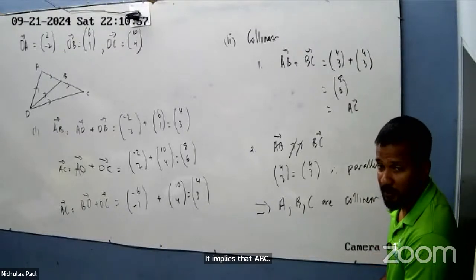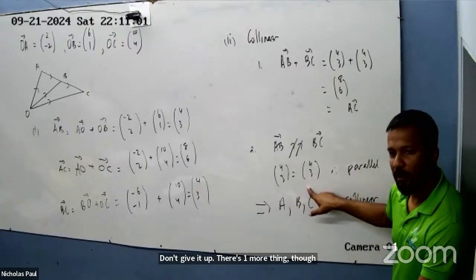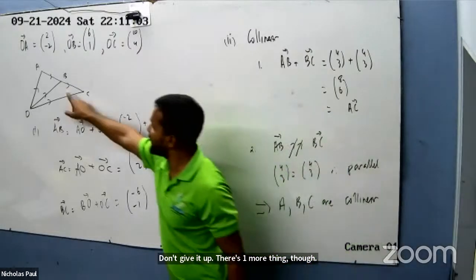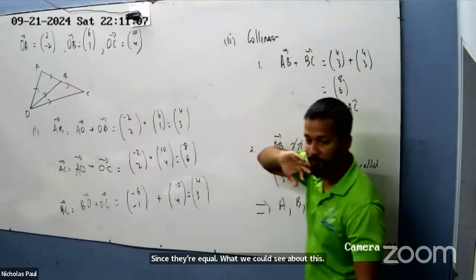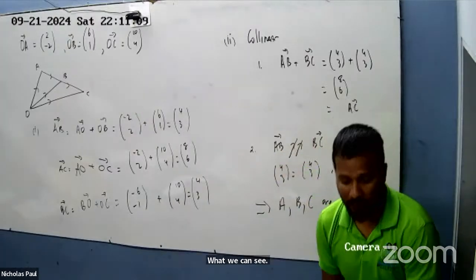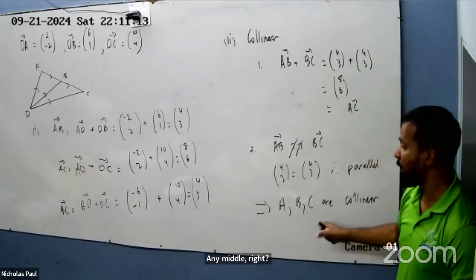You okay with that? There's one more thing though. Since they're equal, what can we say about B in the middle? We can say that it's in the middle. All right, copy it down.